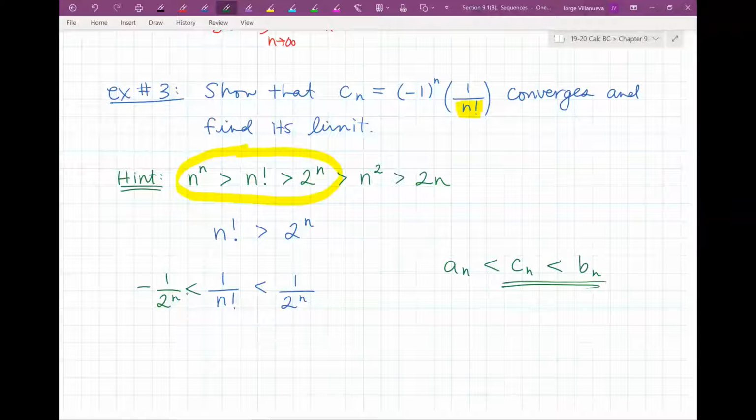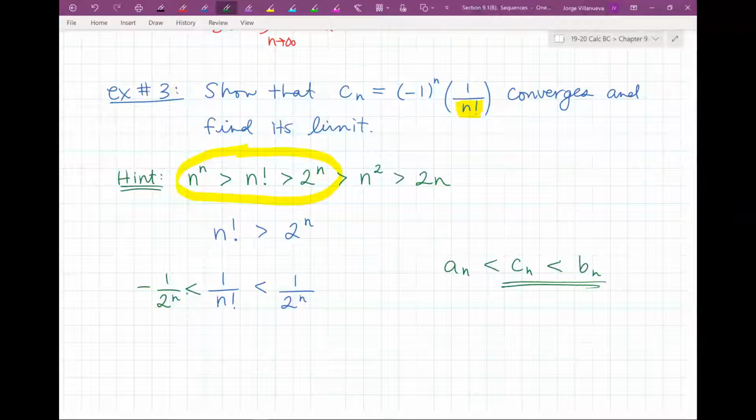So before I move on, are we okay with what's just happened? All right. So I made a comparison with the n factorial first. I flipped it upside down. So I figured out my c sub n and my b sub n. And then to find a sub n, I just made b sub n negative.